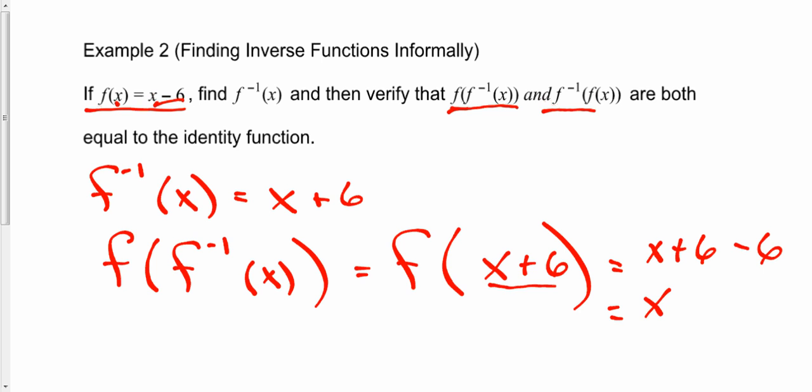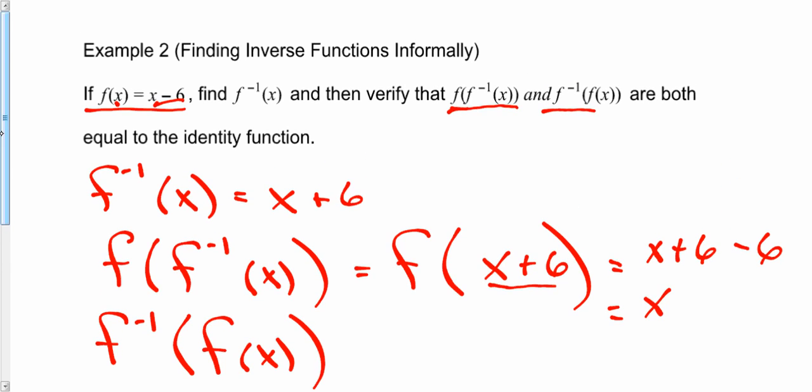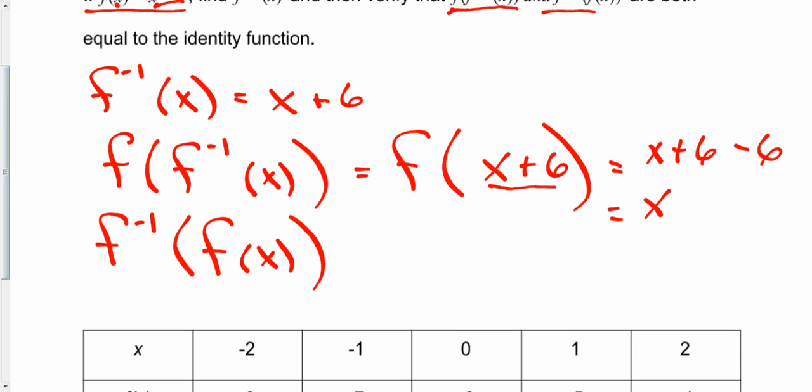All right? Now, do the opposite. Do the backwards. I've got f to the negative 1, so the inverse of f composed with f. What is f of x? I wonder quietly to myself. Oh! It's x minus 6. So what do I replace? What do I put in there? Good, Bonnie. x minus 6.